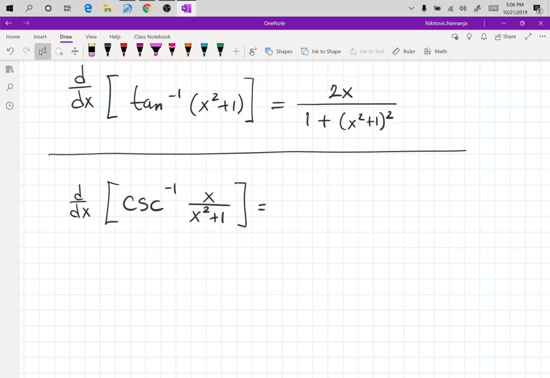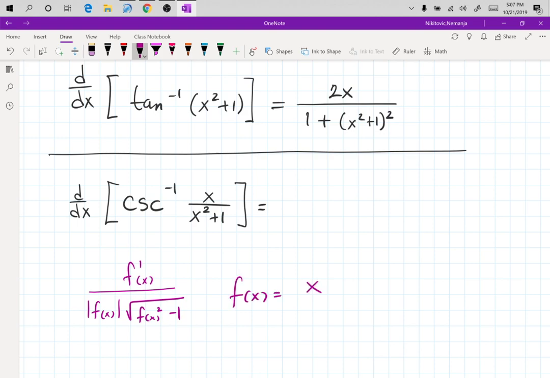All right, so the formula that we have to use here has to have f of x everywhere instead of x. So it needs to be f prime divided by absolute f of x times the square root of f of x squared minus 1. And our f of x in this case is x over x squared plus 1.